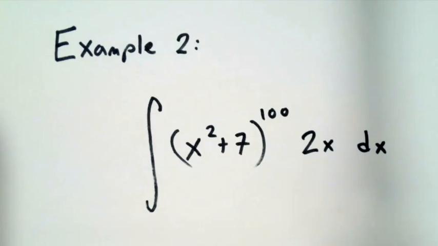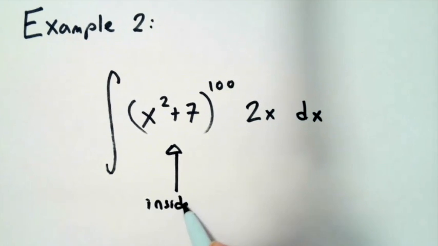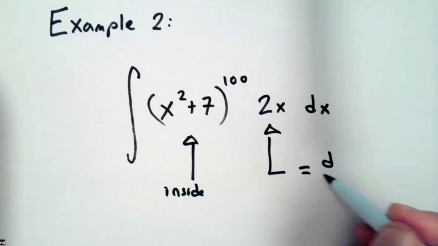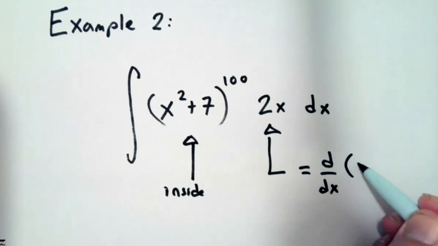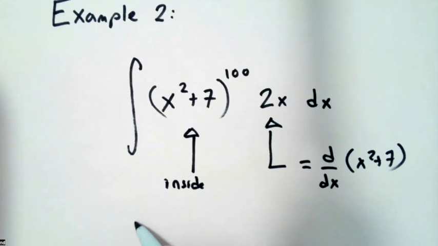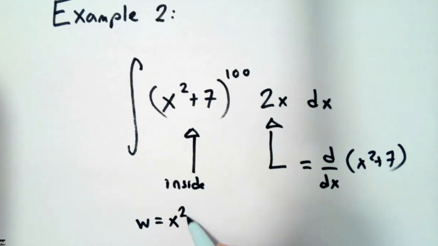For our second example we will look at the indefinite integral of quantity x squared plus 7 raised to the 100th power times 2x dx. You see we have a composite function, where there's an x squared plus 7 inside the power. We also see that the derivative of x squared plus 7 is showing up as 2 times x. So we can look at substitution here. We make the substitution w equals x squared plus 7.